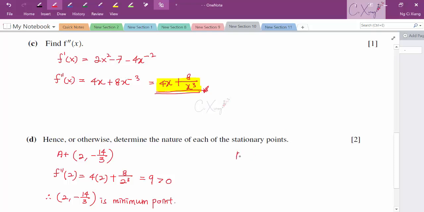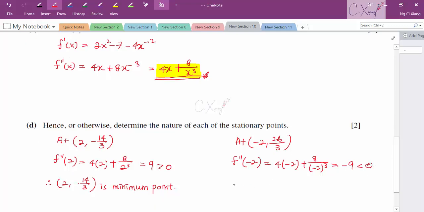Alright, so the same thing happens for the second point at negative 2 and 26 over 3. Substitute the x coordinate into the second derivative of the function f. So we have 4 over negative 2, then plus 8 divided by negative 2 power 3. The value that we get should be negative 9, and you can see that it is smaller than 0, a negative value.